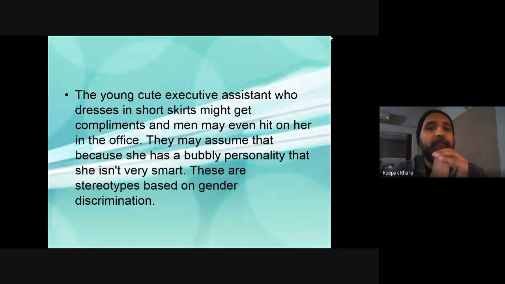an invitation to flirt. They may assume that because she has a bubbly personality, she isn't very smart. Even that could be an opinion. These are stereotypes based on gender discrimination. And usually they are deep rooted in cultures, the belief systems.